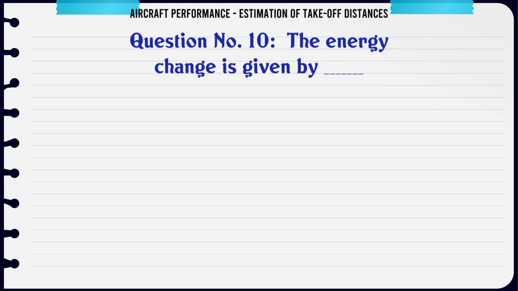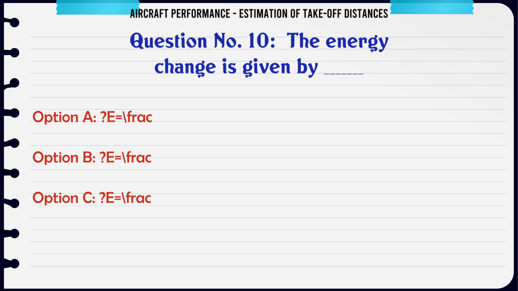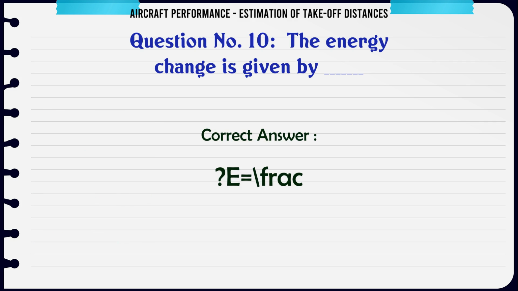The energy change is given by A. E = frac(T^2 S)/2. B. E = frac(T^2)/S. C. E = T s. D. E = T x s. The correct answer is E = T s.